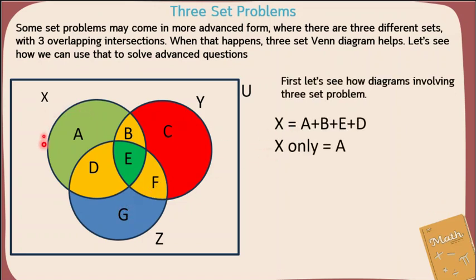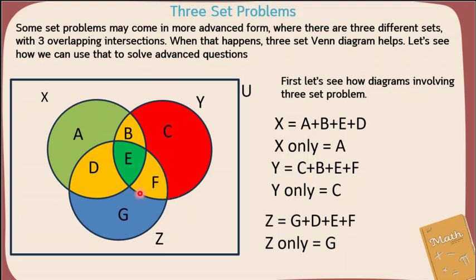So for circle x, it's comprised of a, b, e, and then d. So this will be the circle x, that is set x. Again, a only will be just this part. When you look at the circle y, set y, then y will comprise of c, b, e, f. So everything here, that is y. Mind you, this is different from y only. We are talking of set y. Now in this case, y only becomes the part c.